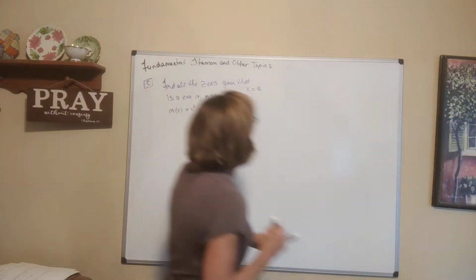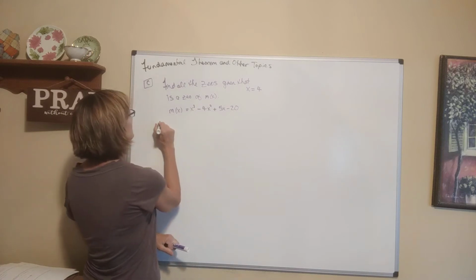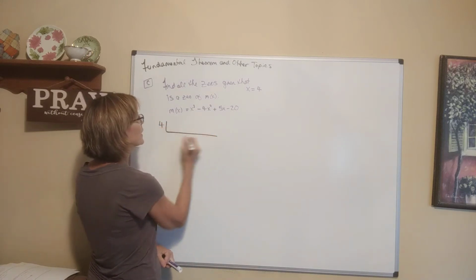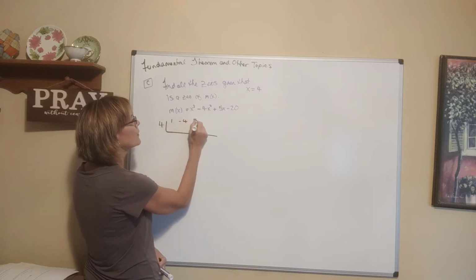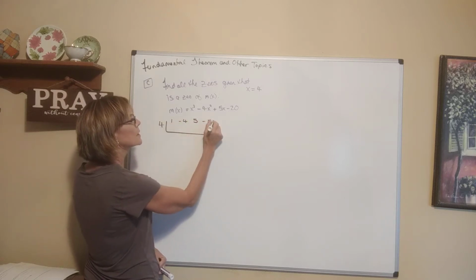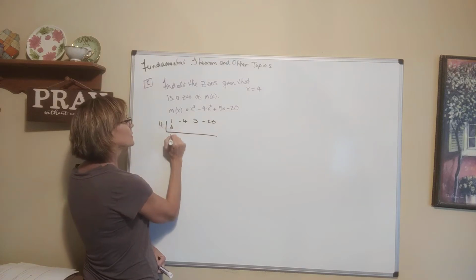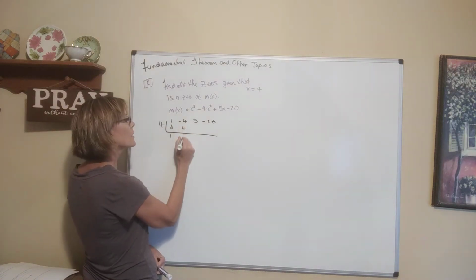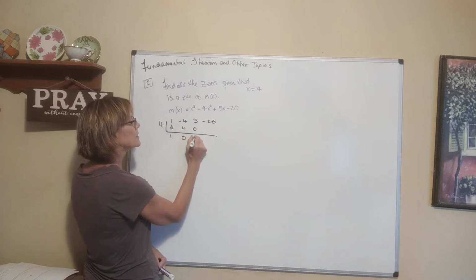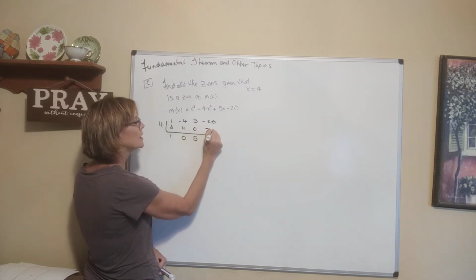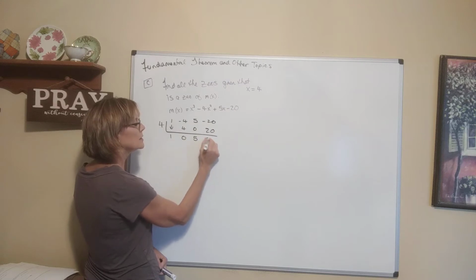So let's go here. Put your c value here, draw your big long L. Coefficients up top: 1, negative 4, 5, negative 20. Oops, negative 20. Bring down your first number. 1 times 4 is 4. 4 minus 4 is 0. 0 times 4 is 0. 5 plus 0 is 5. 5 times 4 is 20. Negative 20 plus 20 is 0.